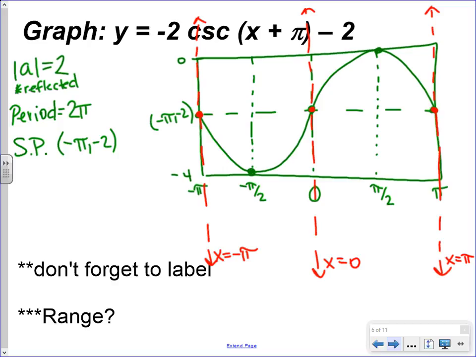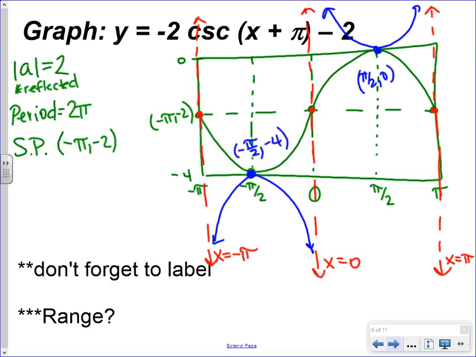Then we're going to take any points on the top or bottom edge of our frame, and we're going to draw the U's. So here, this coordinate, negative pi over 2, negative 4, we're going to label that point and then draw our U shape. Same thing up here. This is a critical point. Pi over 2, 0. We're going to draw the point and then draw on our U's.